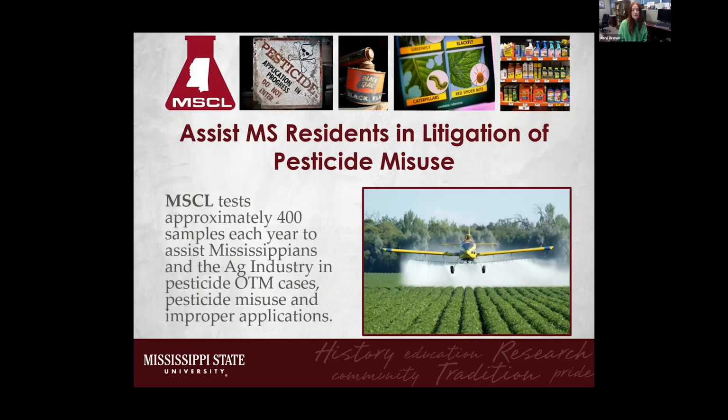We're also involved in the litigation of pesticide misuse. Typically, that's approximately 400 cases a year, give or take, depending on the years. This can be intentional, off-target movement cases, pesticide misuse cases, or improper application cases. So a variety of different cases when we're talking about pesticide misuse.